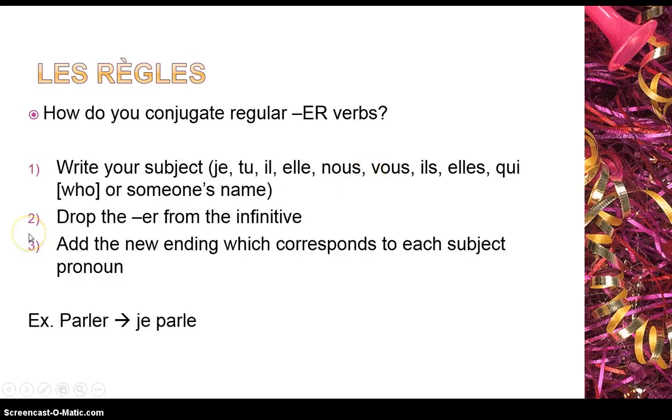Step 2 is to drop the ER from the infinitive. What is your infinitive? Your infinitive is your unconjugated verb, such as parler right here. This is your infinitive. Then your third step is to add the new ending, which corresponds to each subject pronoun. Okay, what endings are you talking about? Well, we'll look at that on the next slide.